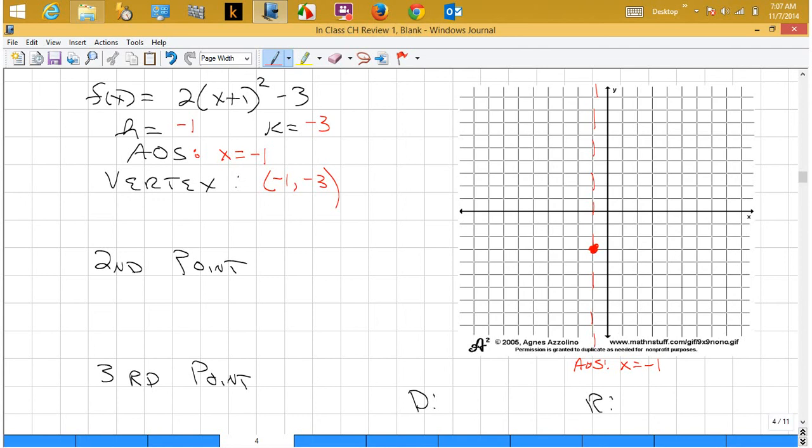Okay, so let's get a second point. I can pick any point I want. I will need to have it a little bit further away from this vertex, so I'm just going to see what happens when I put x equal to 1. I'm going to plug it into this equation. So y is equal to 2 times (1 plus 1) squared minus 3. 1 plus 1 is 2, squared is 4, times 2 is 8, minus 3, I get 5. So when I pick x equal to 1, I get a value of 5, so my second point would be (1, 5).